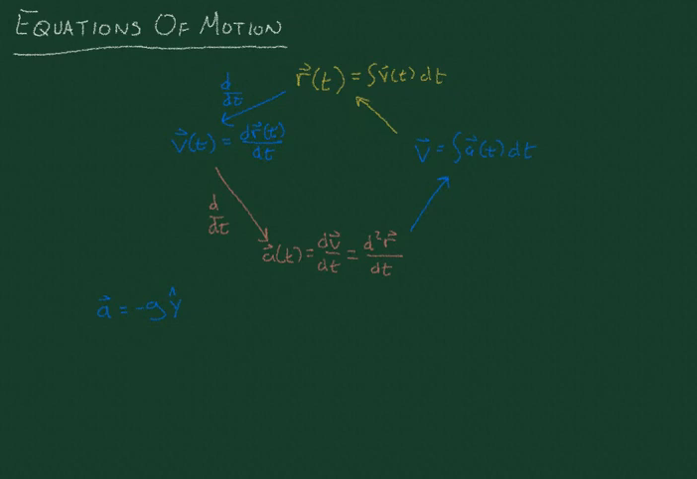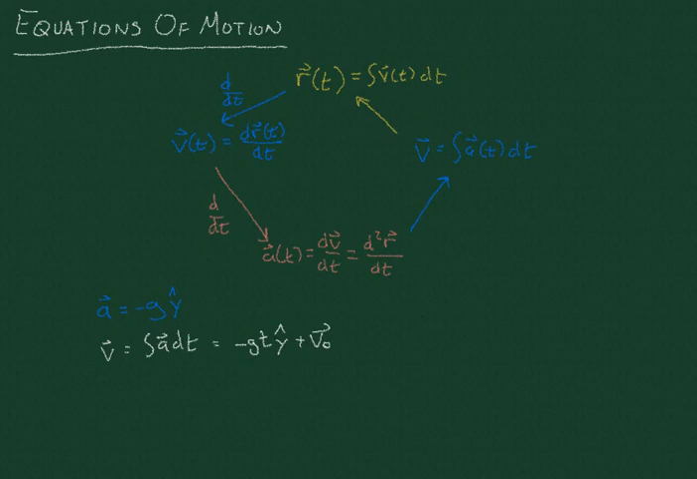then I can say that the velocity v is the integral of a dt, which is minus gt y hat plus v0, where v0 is some constant vector. And I note that it's a vector. It doesn't necessarily have to be just in the y hat direction, right?